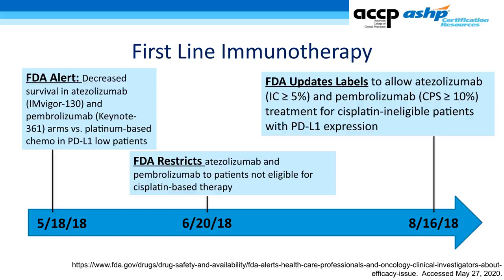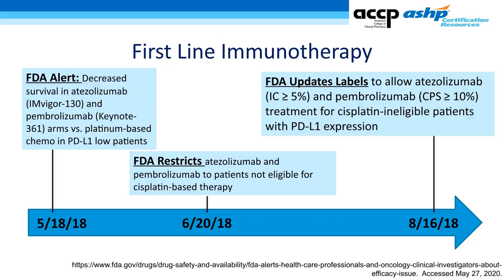So while cisplatin and gemcitabine have been the preferred first-line agent for bladder cancer for many years based on that prior study, now we have the immune checkpoint inhibitors. Now there have been some changes here. Going back to the spring and summer of 2018, the FDA sent out a Dear Doctor letter telling everyone about decreased survival of bladder cancer patients receiving atezolizumab or pembrolizumab compared to patients receiving platinum-based chemo if they had low expression of PD-L1.